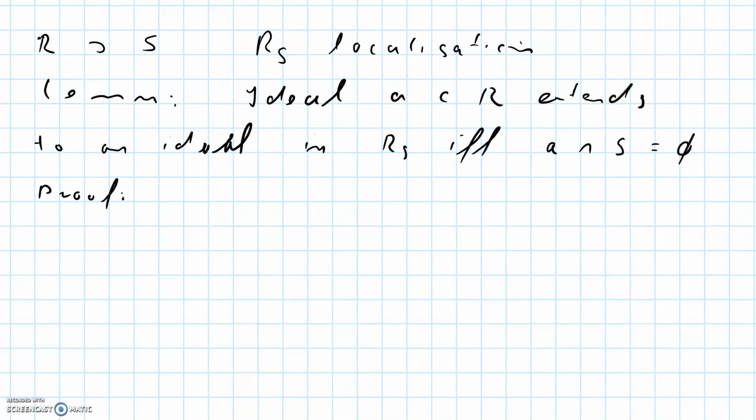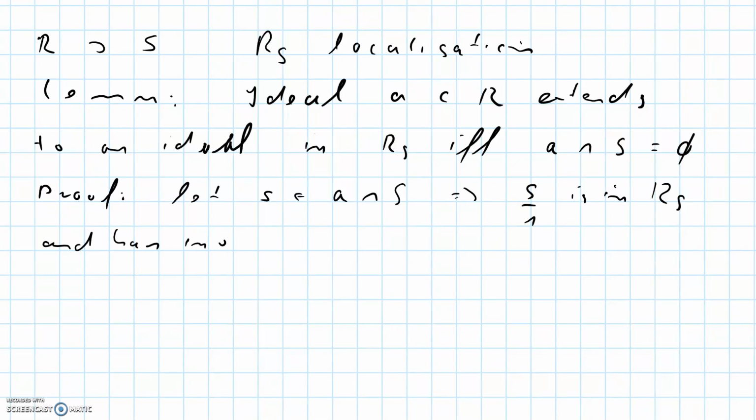Let's start with the direction where we suppose that the intersection of A and S is not empty. So let small s be an element of A intersected big S. Then this element s divided by 1 is in R localized at S, and this of course has an inverse, namely 1 divided by s.